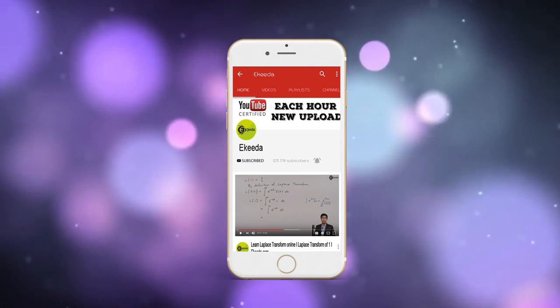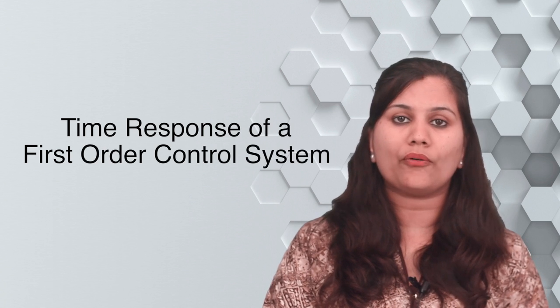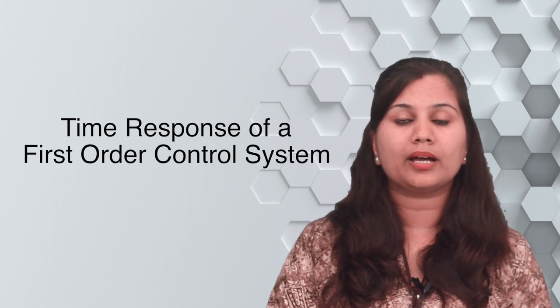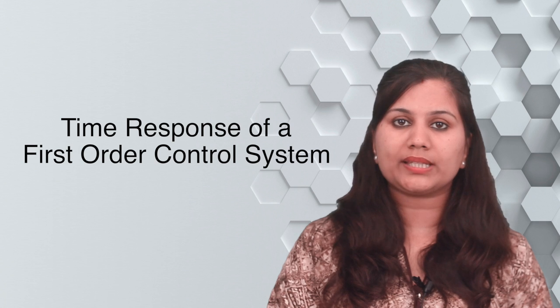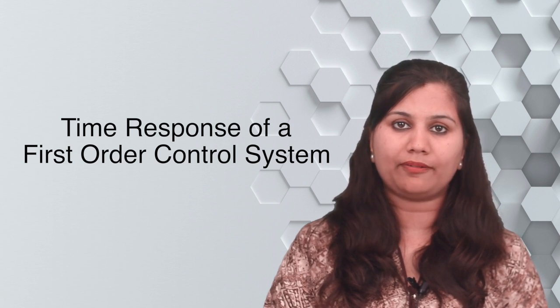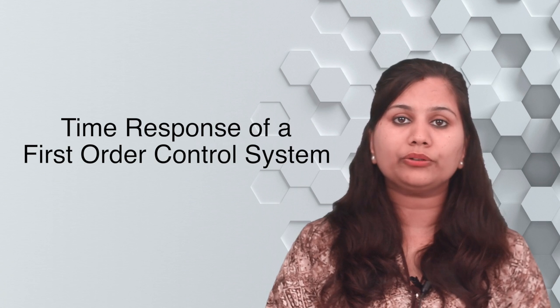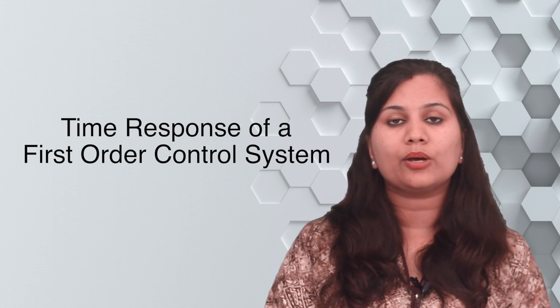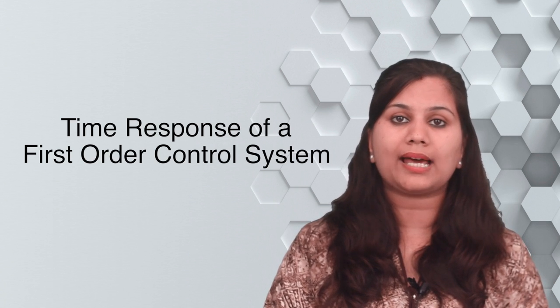and advanced videos. Hello friends, in this video we will study the time response analysis of a first order control system when the input is a unit step function, a unit ramp function and a unit impulse function. That is, for all the three input test signals we are going to find out the time response of a first order control system. So let's start with the topic.